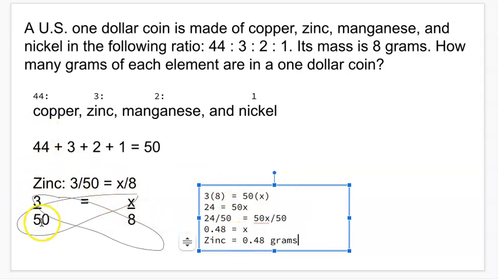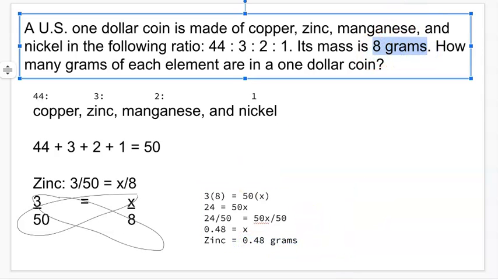Then you're going to follow that same thing, set up a fraction for each one. So it would be 44 over 50 equals x over 8. And same thing, 2 over 50 and 1. And then when you add them all together at the end, they all should equal 8. So hopefully that helps.